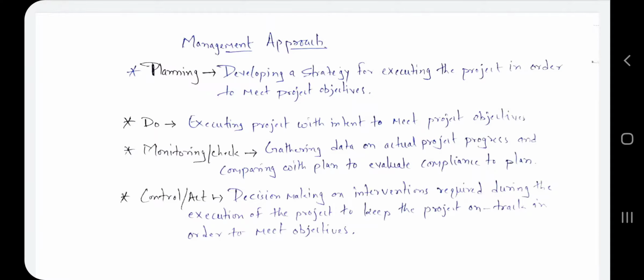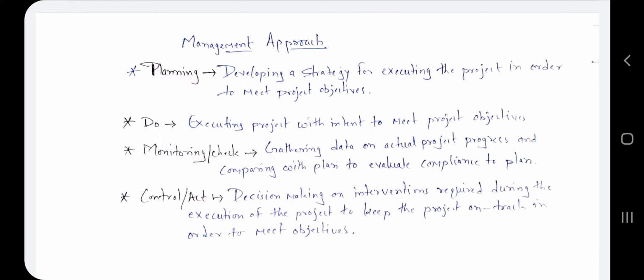Everyone, this is our lecture number 3. In this lecture we will study the Gantt chart and bar chart. Before starting that chart we have to see the management approach. In our previous lecture we saw planning, do, monitoring or check, and control or act. This is the management approach.